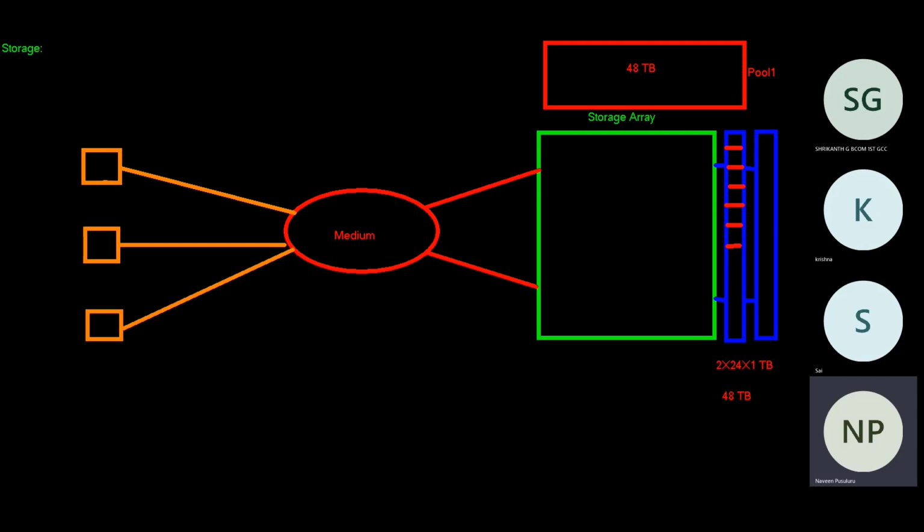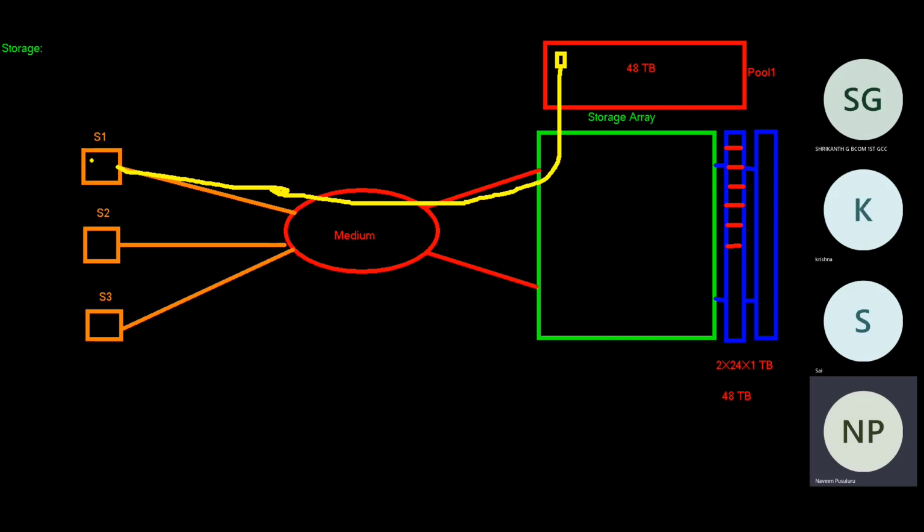Now, let's assume that this server name is S1, this server name is S2, and this server name is S3. Now, S1 needs 50 GB of storage. That's fine. I'll create a small 50 GB logical partition from the pool, and I will present that 50 GB to this server through the medium.